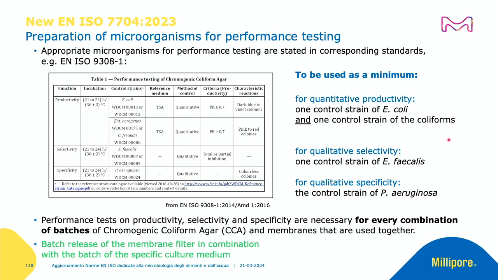That means for the combination of membrane filter with culture medium, you have to use the same specification. You have to use one control strain of E. coli and one control strain of the coliforms for the quantitative productivity. For the qualitative selectivity, one control strain of Enterococcus faecalis, and for the qualitative specificity, the control strain of Pseudomonas aeruginosa, which is given in the standard. And this has to be done for every combination of new batches. But if you have tested both together, you can release culture medium and membrane in parallel, both together.